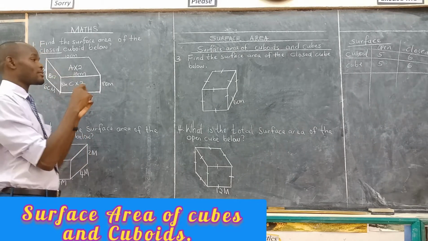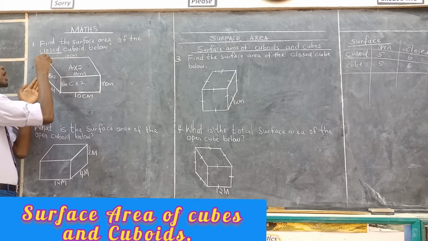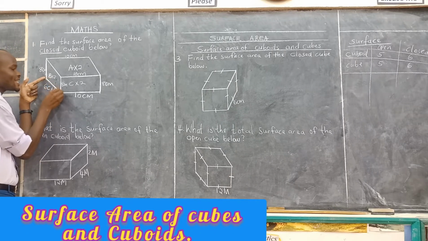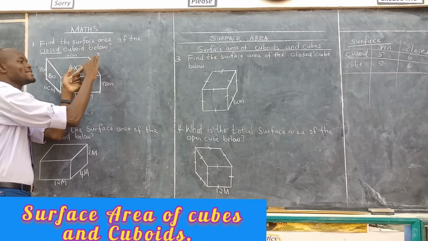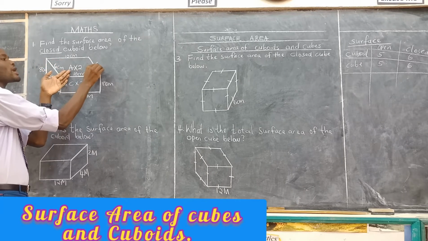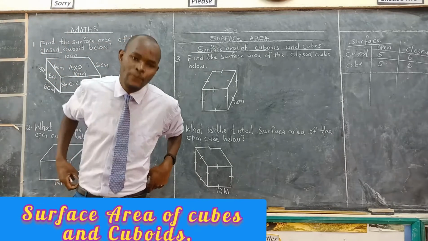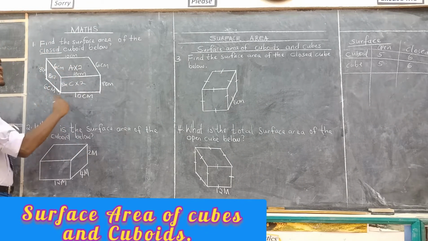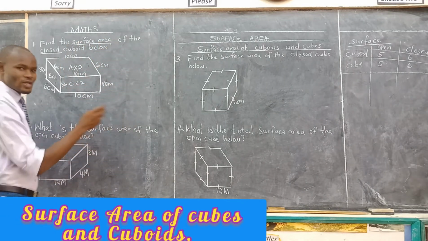You first get the measurement so that you can get the area of this rectangle, and the other rectangle on the other side. Here we have 6 centimeters. We have 6 centimeters this side, meaning we also have 6 centimeters here. Then we have 6 centimeters on the other side. Now we are through with identifying the measurement of each line. Now you can get the area of all the rectangles. Then later you add to get the surface area.